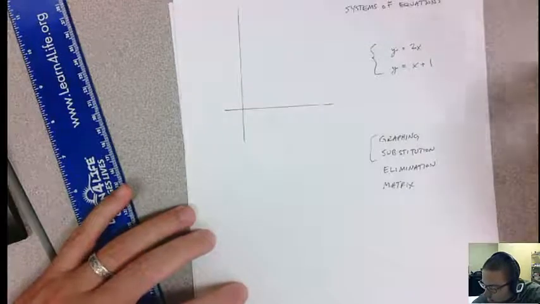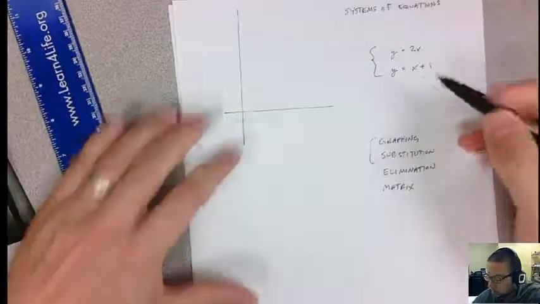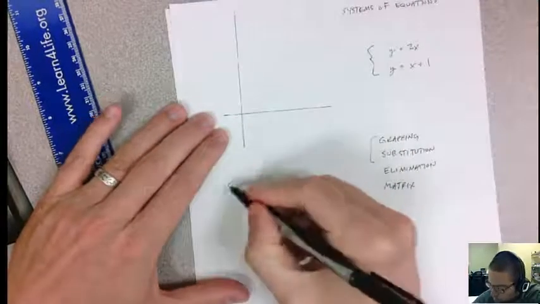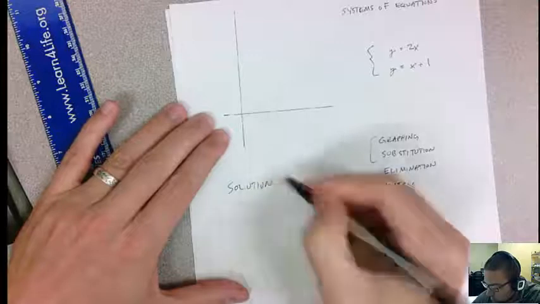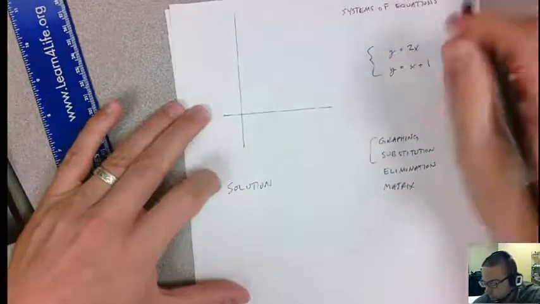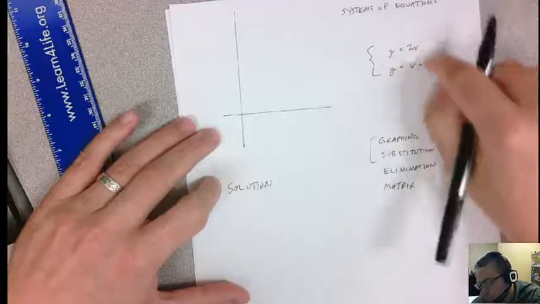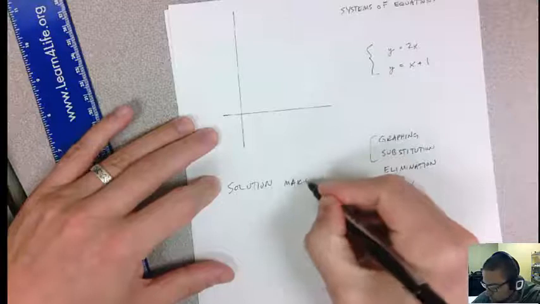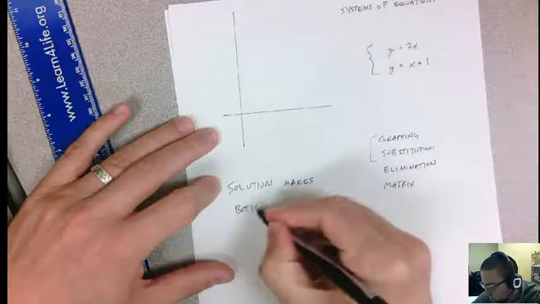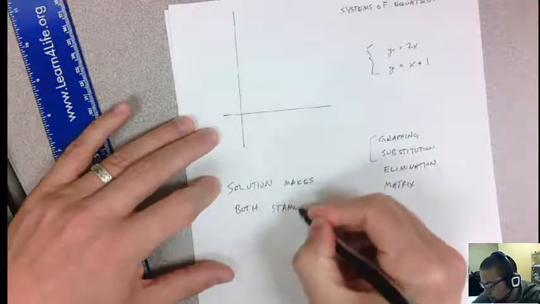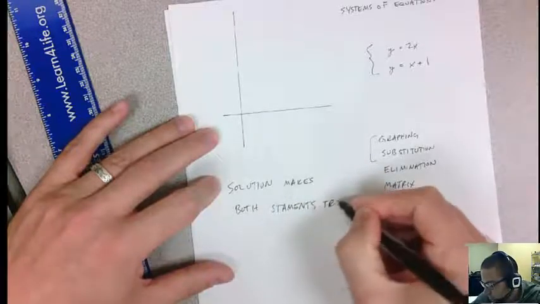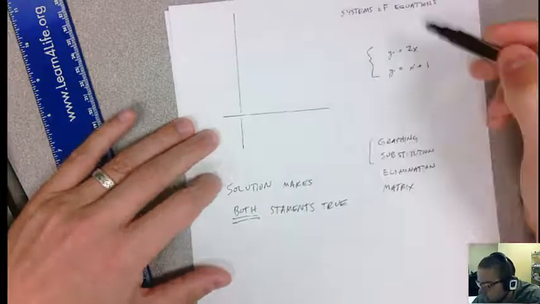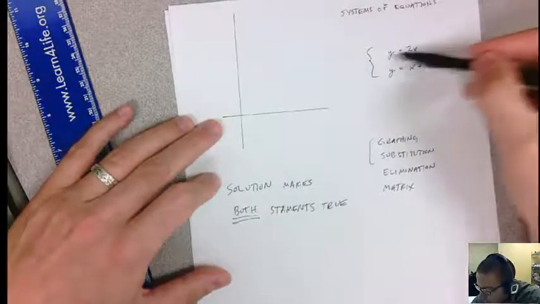Okay, solving systems of equations. First we're going to look at solving them by graphing. So we want to find basically what a solution is: a value that makes the statement true. But here, since we have a system, we want to make both statements true. So a solution makes both statements true. Okay, underline both.